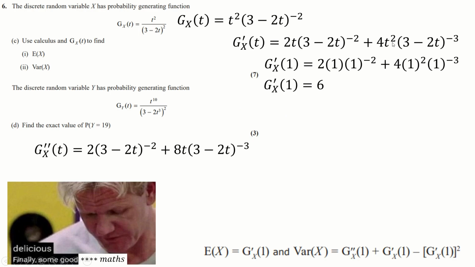That becomes a 2t, which makes this an 8t. Leave that alone. And then minus 3 comes down, minus 2 comes down. That's a plus 6. Times by 4 is 24. Leave that t squared alone and raise that to a minus 4 instead. And now let's plug in 1.